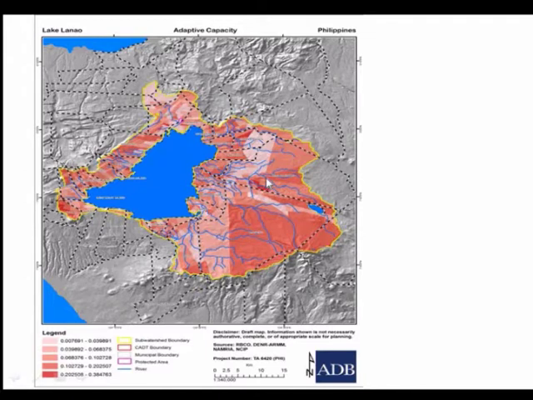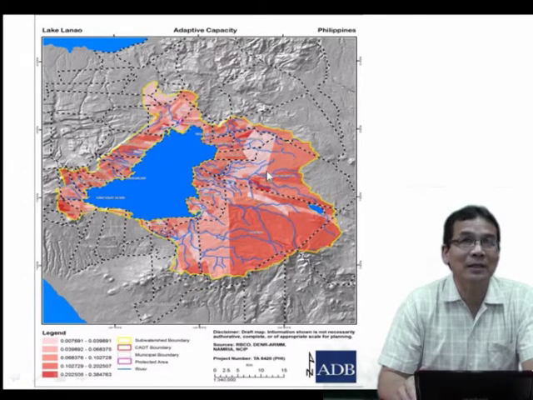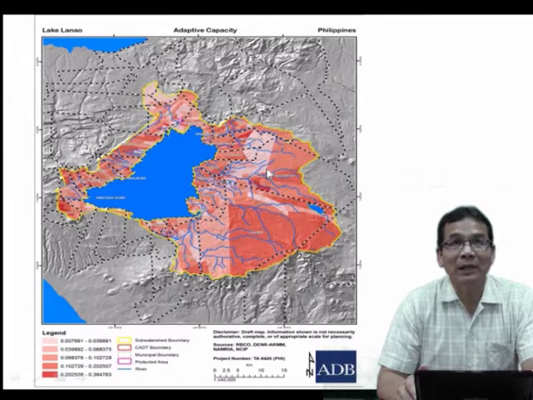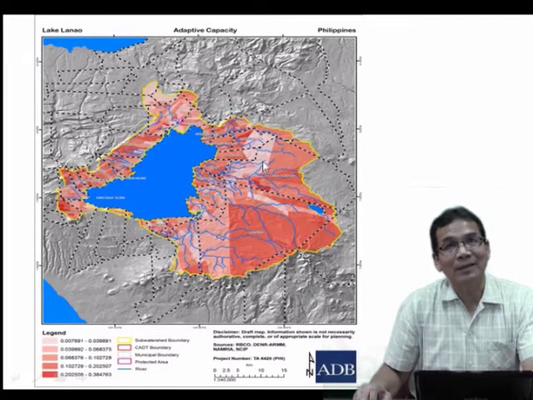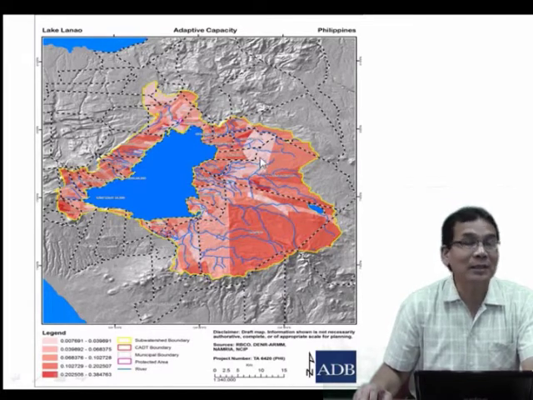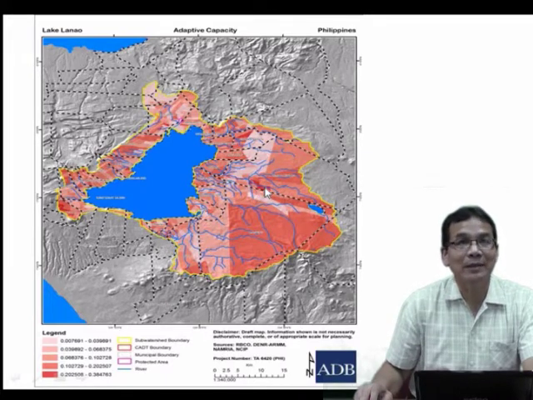Here is an example of an adaptive capacity map. This is for Lake Lanao Basin in southern Philippines. This was generated by overlaying three different kinds of thematic maps, namely Human Development Index, population density, and accessibility or proximity to road networks.